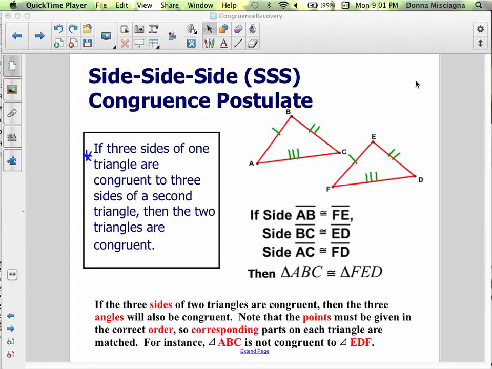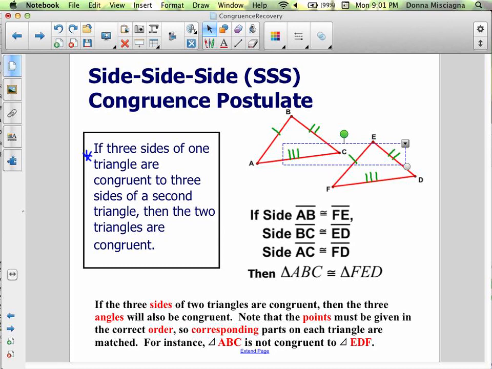Our first congruence postulate is the side-side-side congruence postulate. If three sides of one triangle are congruent to three sides of a second triangle, then the two triangles are congruent. For instance, here in our example, if side AB is congruent to side FE, those are the sides with one congruence mark, and side BC is congruent to side ED, those have two congruence marks. And side AC is congruent to side FD with three congruence marks. Then triangle ABC is congruent to triangle FED using the side-side-side triangle congruence postulate.